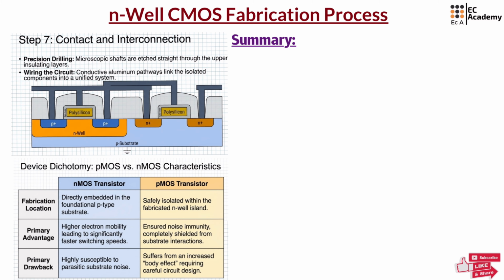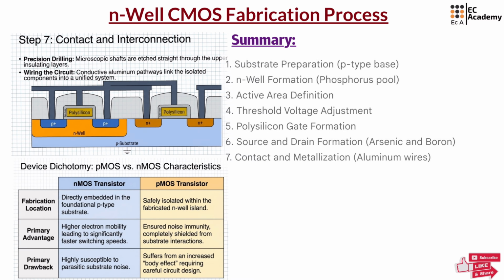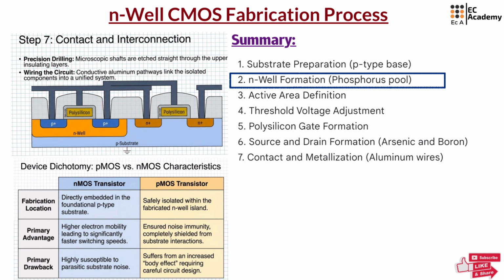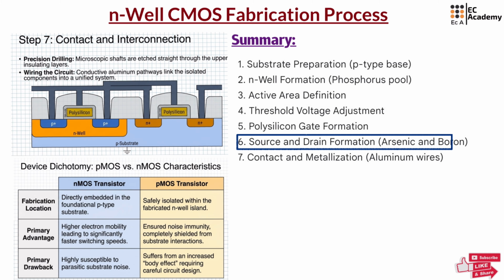So finally, let us quickly revise what we have learned today. The N-well process allows us to build both nMOS and pMOS on a P-type substrate. There are 7 steps. First step is substrate preparation, where we'll use a P-type base. Second step is N-well formation, which we call the phosphorus pool. Then active area definition. Then the threshold voltage will be adjusted. Then the polysilicon gate is formed. Then source and drain formation is done using arsenic and boron. Finally, the contact and metallization is done using aluminum wiring.